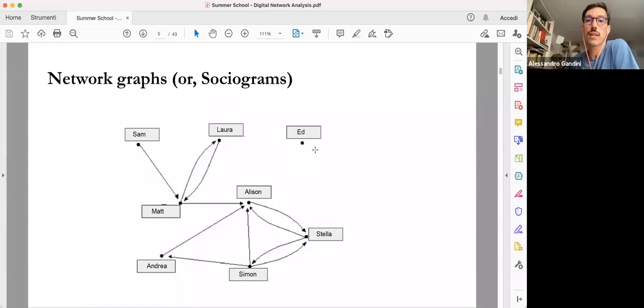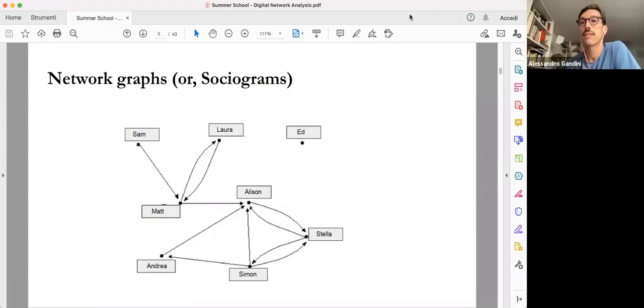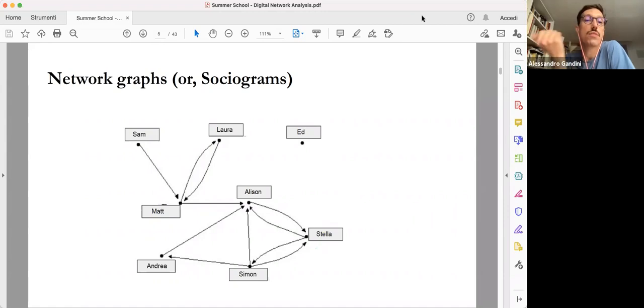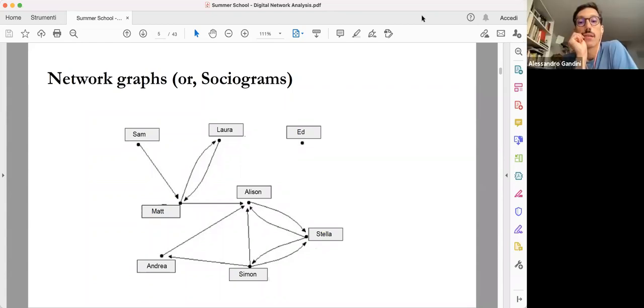Let's try to keep it ordered. So who is speaking now? Massimiliano, right? Okay, go on. I think it's Matt, because many of these relationships start from him, while Ellison is still an important node. So some people say Ellison, right? Stella as well, because Stella has both ways relationships. Okay.